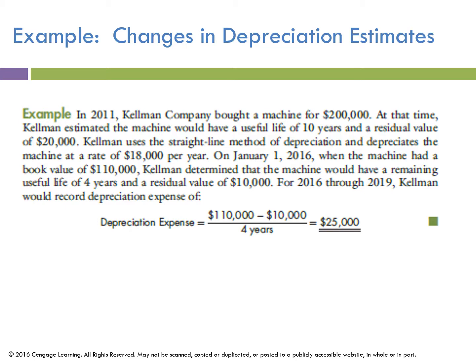110,000 minus 10,000 new residual value, divided by the new remaining life of 4 years. So 25,000 would be the new depreciation amount for 16, 17, 18, and 19. So that's how you do it with changes.